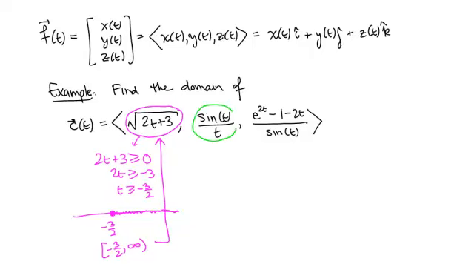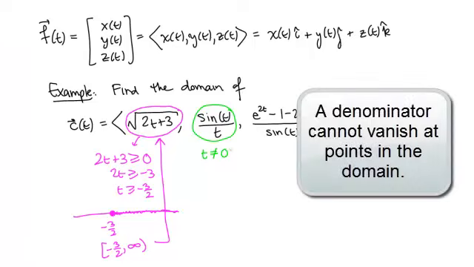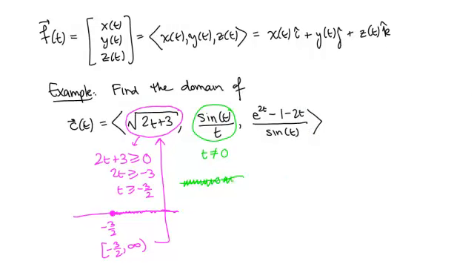Similarly, if we take a look at this second guy, well, sine is continuous everywhere, t is continuous everywhere. The only place where this goes bad is at 0. So my domain would look like everything except for 0. So there's an interval picture, or if you want to write it in interval notation, it's minus infinity to 0, union 0 to infinity.